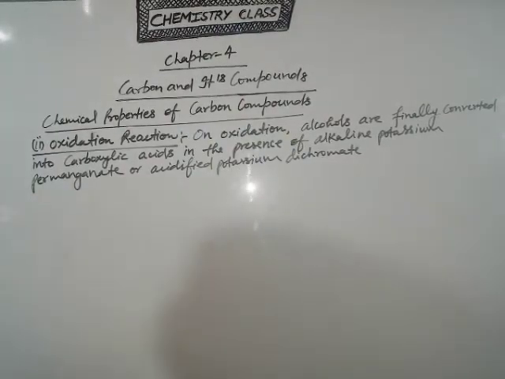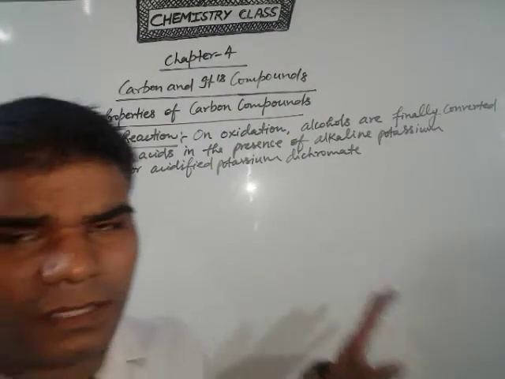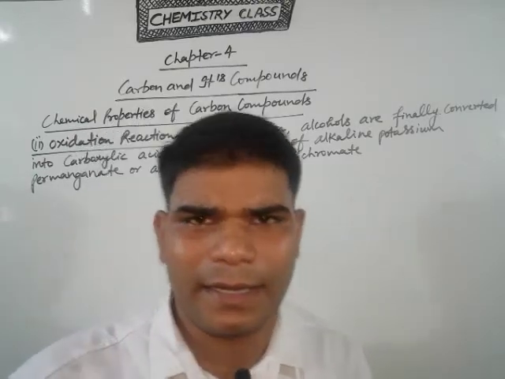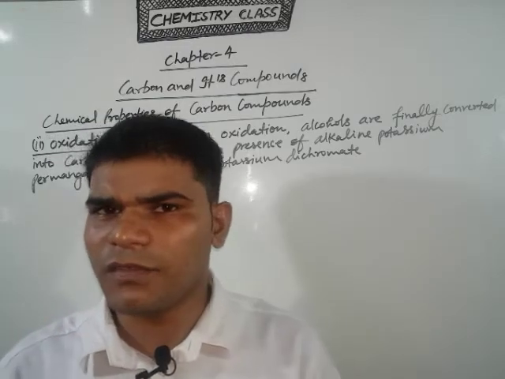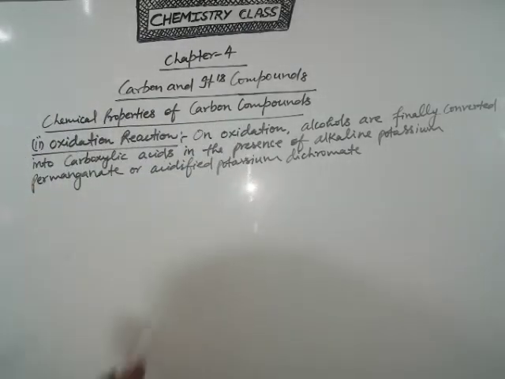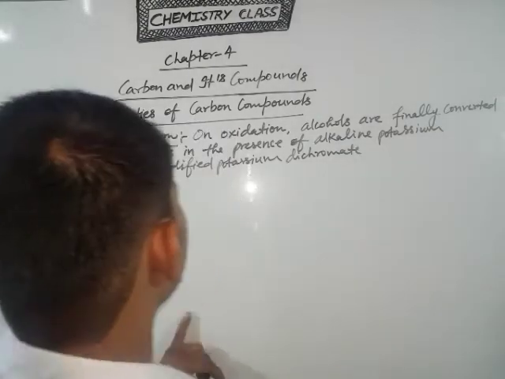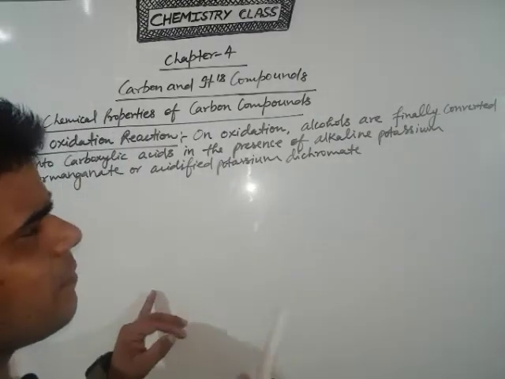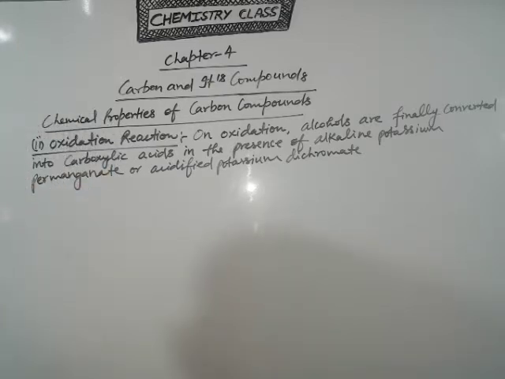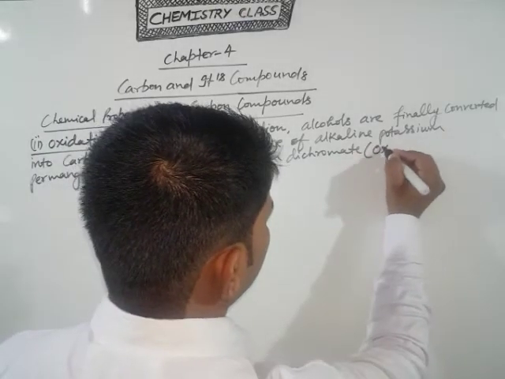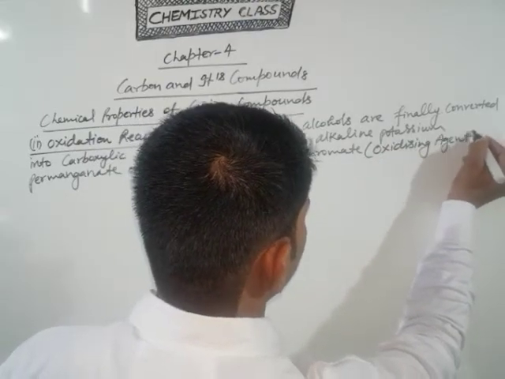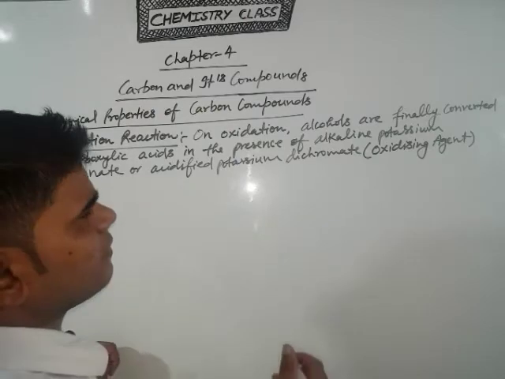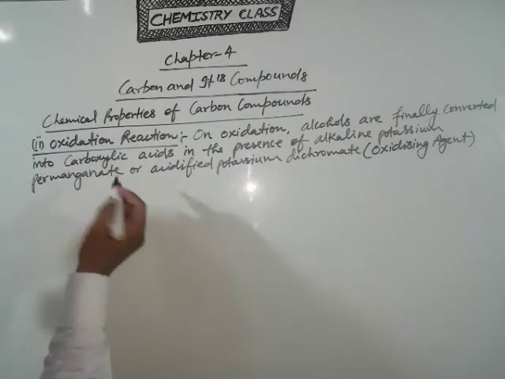Now come to the next reaction, which is the oxidation reaction. Oxidation simply means addition of oxygen atoms or removal of hydrogen atoms. That is the meaning of oxidation. So students, in oxidation, alcohols are converted into carboxylic acid in the presence of alkaline potassium permanganate or acidified potassium dichromate. Both are oxidizing agents. So in this case, alcohol is converted into carboxylic acid.